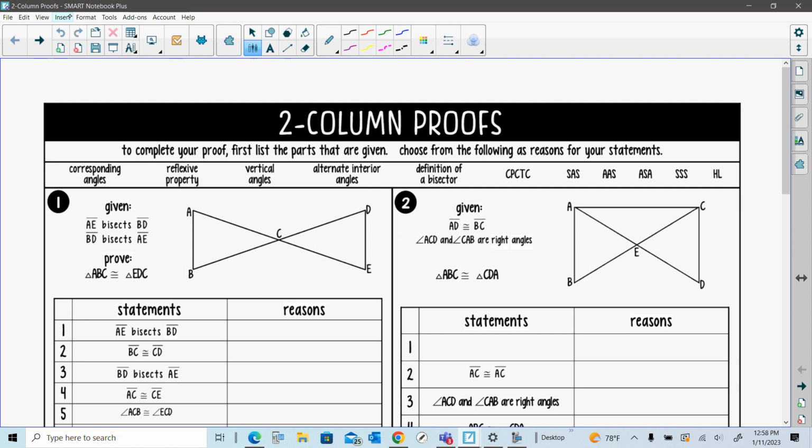But you are gonna always complete the proof by first listing the given. So it says that right here. You're gonna start off with your given. Oops, I probably should have did that a different color. But then it says you need to choose from the following reasons. So if you look at this little section right here, this is like your word bank that you're gonna use to fill it in. Okay. So if you get lost, try to pick one of these options up at the top.